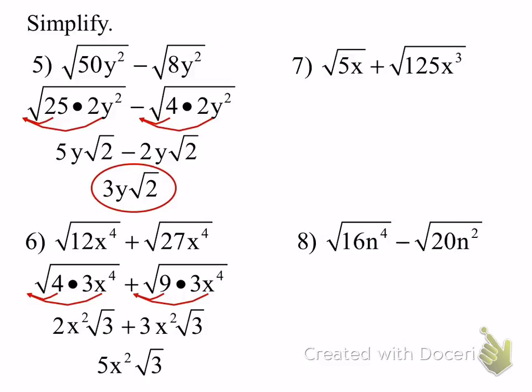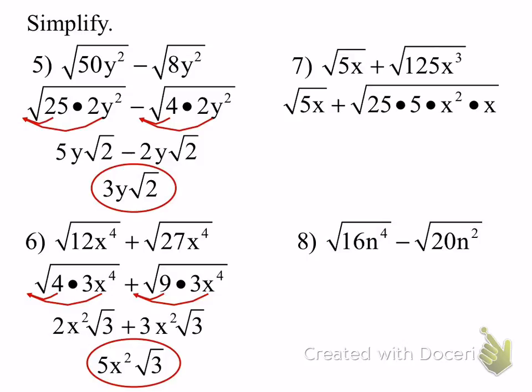Now, 7's a little different. I'd write it down. Ready? 5x doesn't get broken down. But 125 can be broken down to 25 times 5. And x cubed can break down to x squared times x. So now I'm going to pull out, this stays the same. It's 1 times radical 5x plus 5x. I can pull out, but I'm left with what in the radical? 5x.